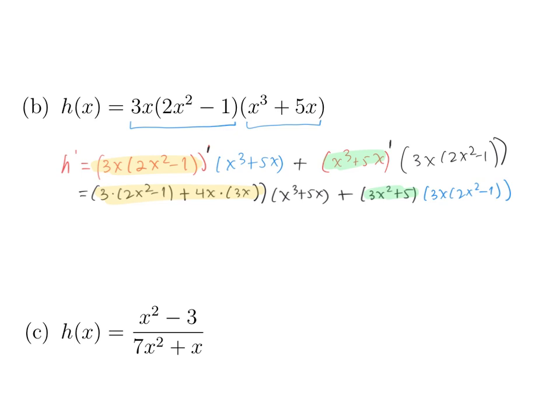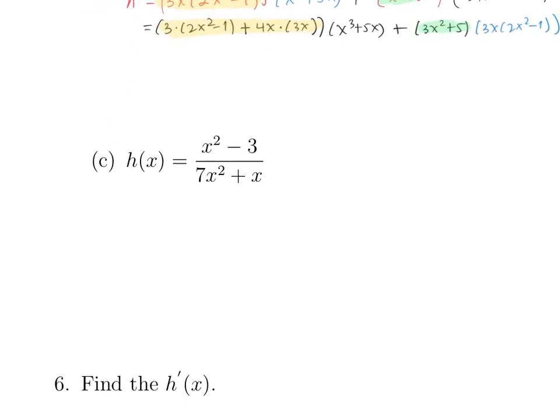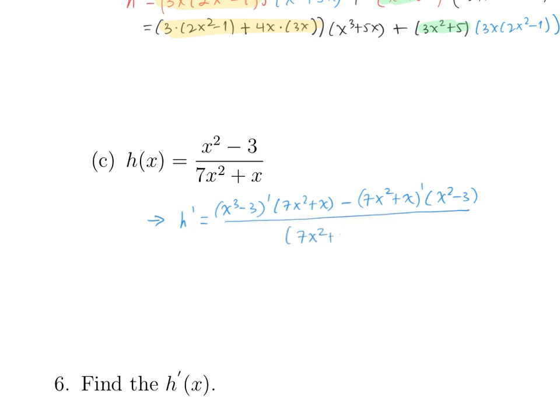What about the next one? This is a quotient, so you have to use the quotient rule. According to the quotient rule, h prime is the derivative of the top times the bottom, minus the derivative of the bottom times the top. And again, I will give you these formulas. All divided by the bottom squared.